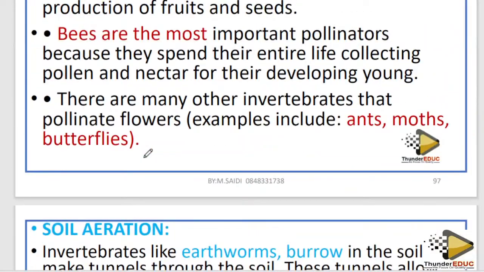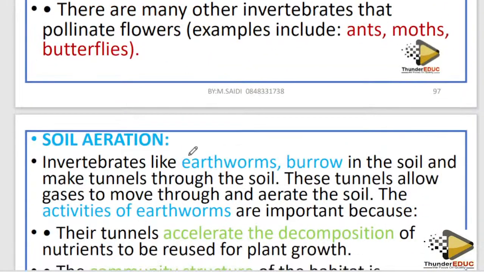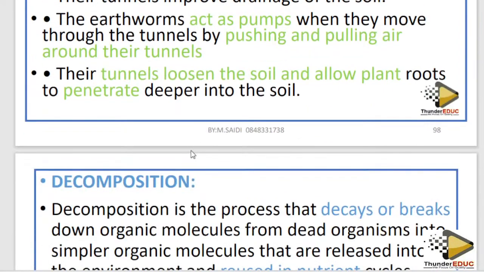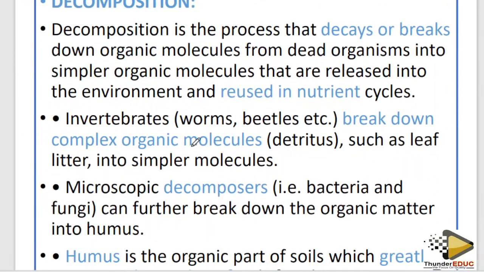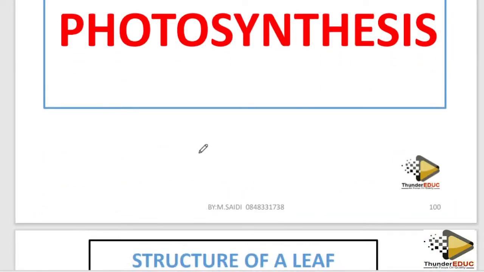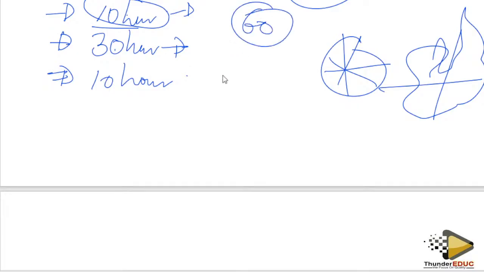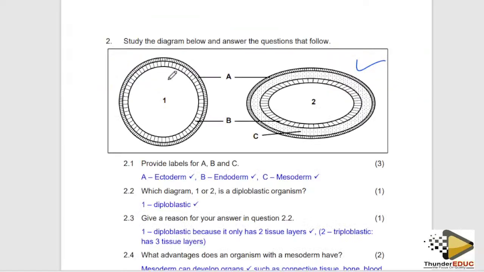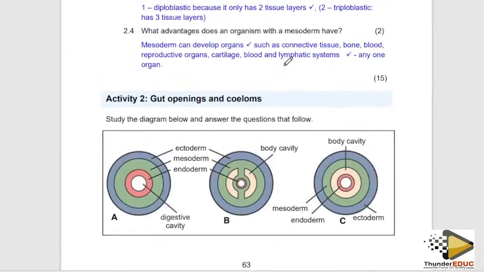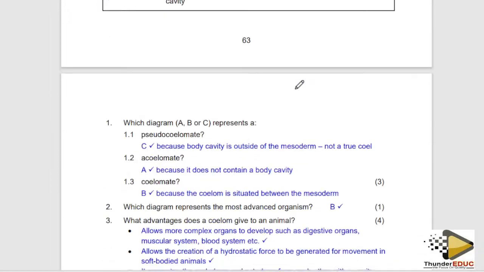These organisms are very important for pollination. They're very important for aeration of the soil, decomposition. I've taught you this, and then there is a topic. What are you supposed to focus on? Photosynthesis. Because this is a small topic, put 10 hours. So now I have 10, meaning that now I have 60 hours. Let's go to, you see the question they're asking? It's the same thing I've been talking about.